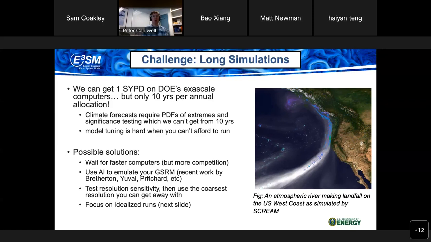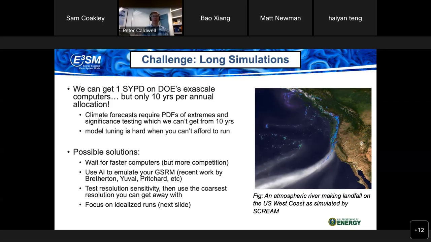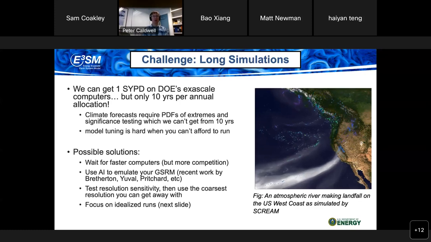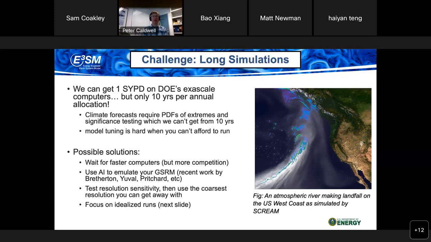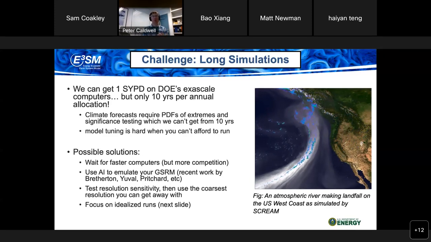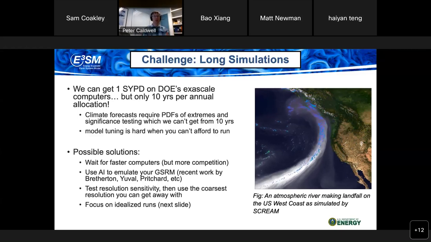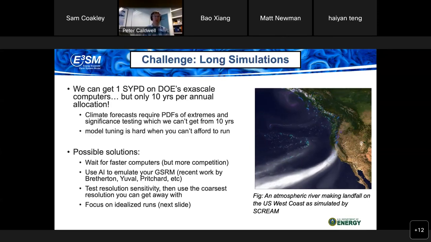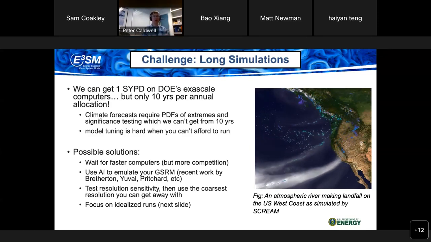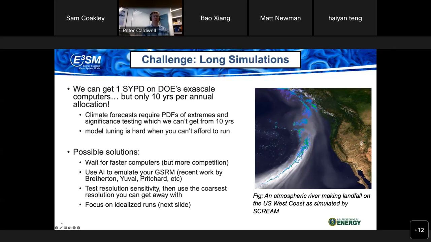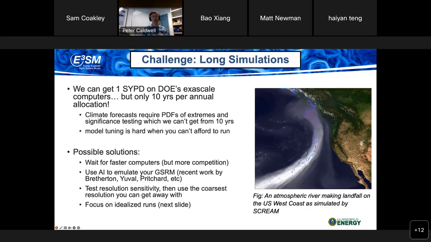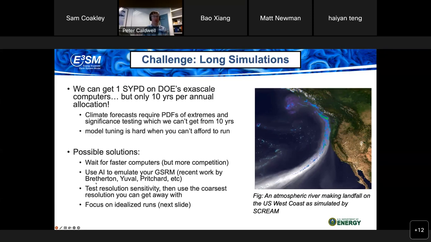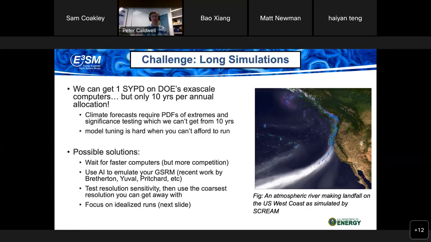I think the use of these models is also something that we need to be clever about and figure out, in that I think the most important use of climate science these days is to inform stakeholders about what impacts we're going to see. That requires having PDFs of extremes, which are generally the impacts. And we also need significance testing, which you're just not going to get from 10 years of data. So that's a challenge. I think using machine learning to emulate these things is probably the way to go forward.